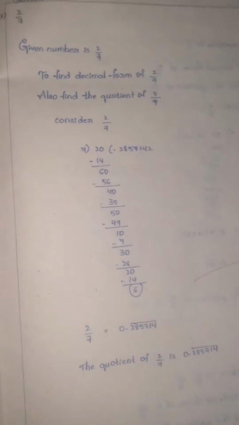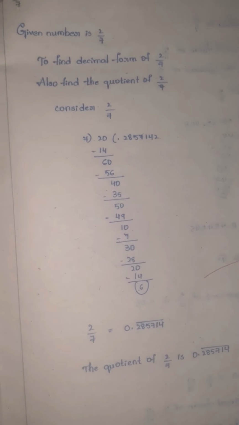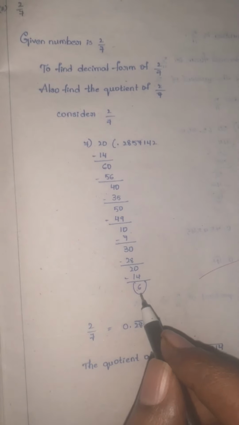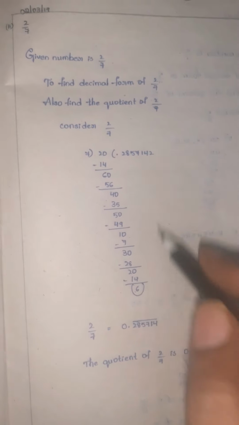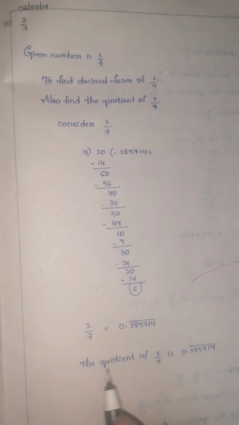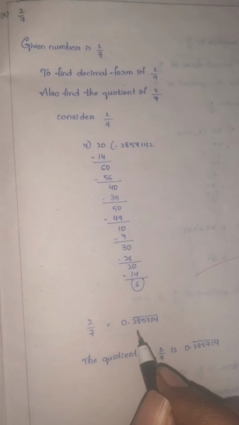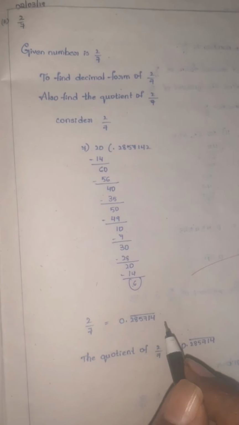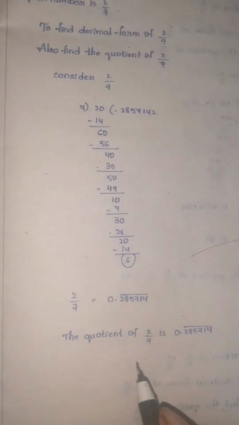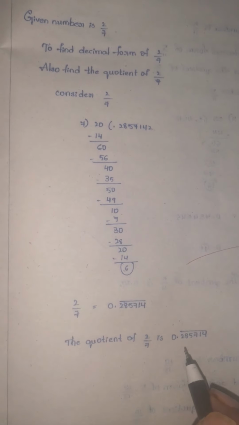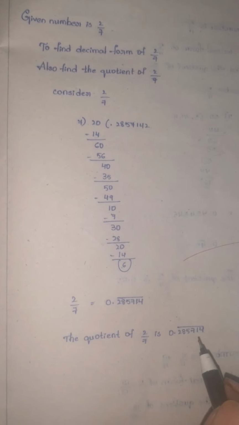So what is the repeating value here? 6 came, so again the same process will come. So 2 by 7 is equal to 0.285714. So the quotient of 2 by 7 is 0.285714 bar.